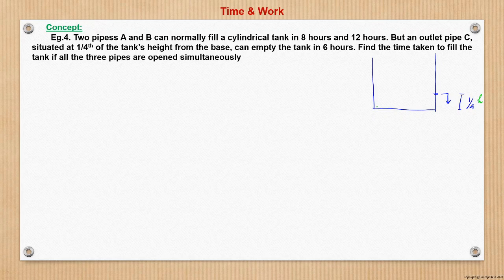Now, whatever the volume of water below this level, this drain would not work, because water will start draining out only if the water level surpasses this 1 by 4th height, right? So water below this 1 by 4 height, below this outlet tap, will not be drained out.